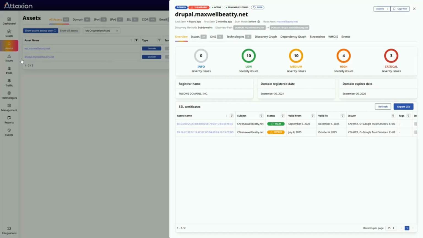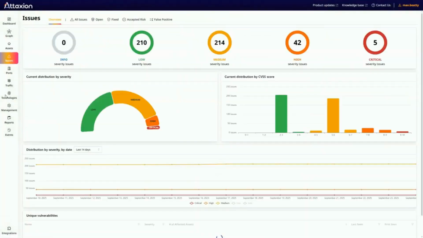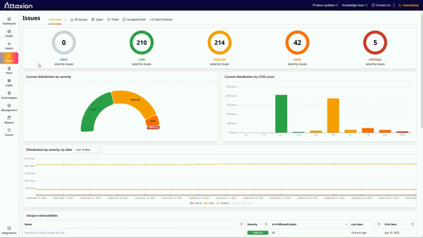Next, let's take a look at some of the issues that Attaxion is able to uncover. From here, you can see some high-level information about your organization's exposed risks. Attaxion tracks both CVEs and CWEs, and you can see the ones that we detected distributed here from low to high severity.